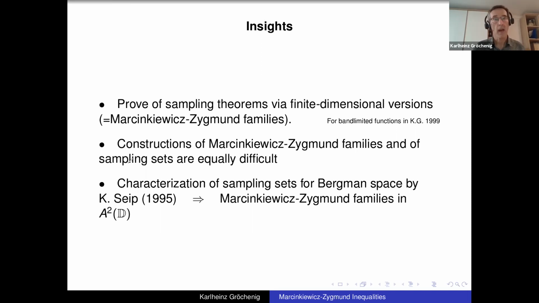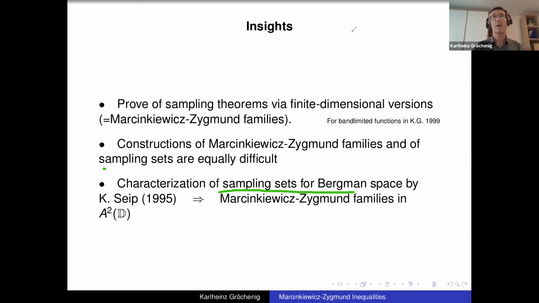Now, what have we gained? Well, in the case of Bergman space, sampling sets have been characterized completely in a groundbreaking paper by Christian Seip in 1995. So the one part, the infinite dimensional part of the problem is already solved.